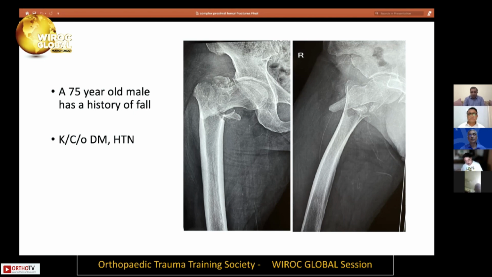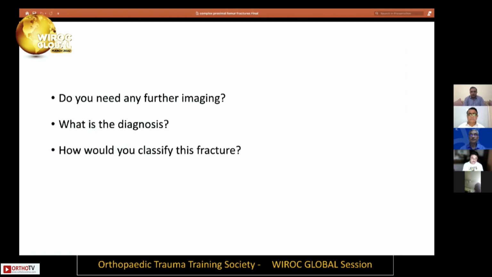Obviously we have these X-rays available, but the question which many would ask is, do we need any further imaging? Probably if somebody wants to do a CT scan, that's fine with them, if they want to further evaluate the geometry of the fracture, which might help them in their planning. But for me, this X-ray was sufficient.